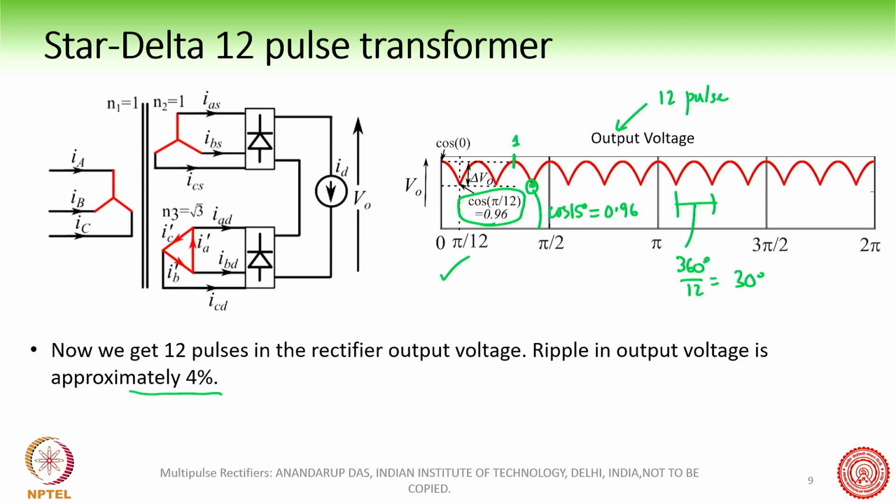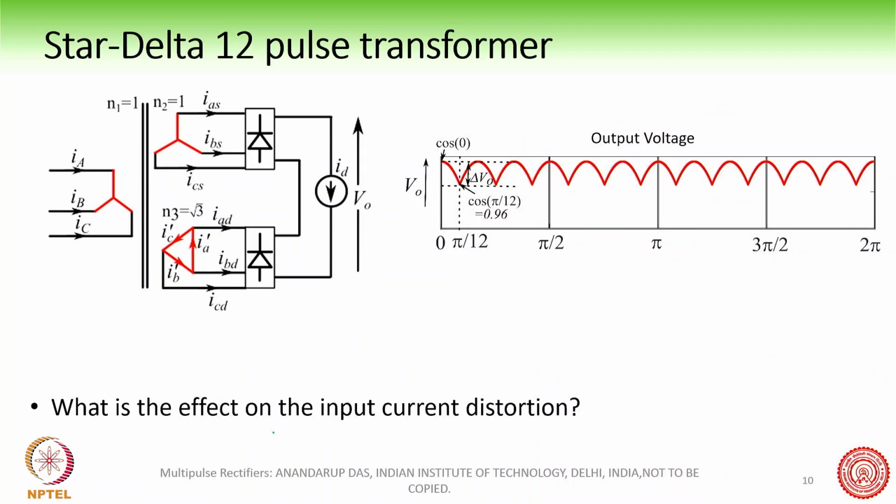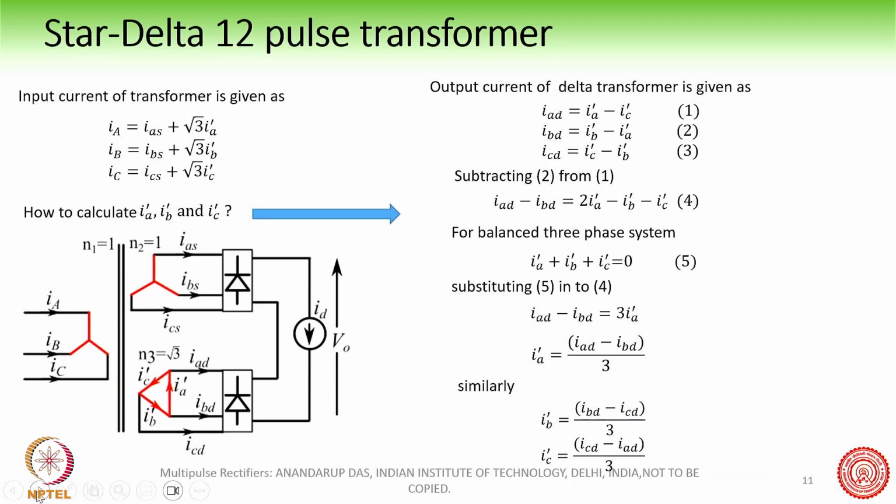But there is an additional benefit, okay, and that benefit comes from the input current, which means that this current will get better when we use a 12 pulse transformer, and that is what we are going to see now, how the IA current is actually getting better. So in order to understand this, there is a little bit of analysis involved on how to know what is the current IA.